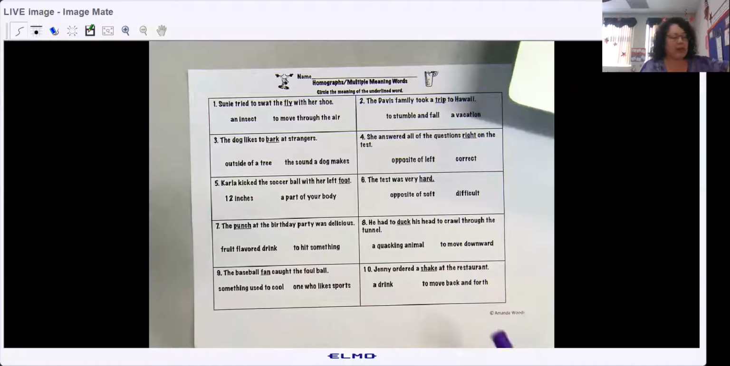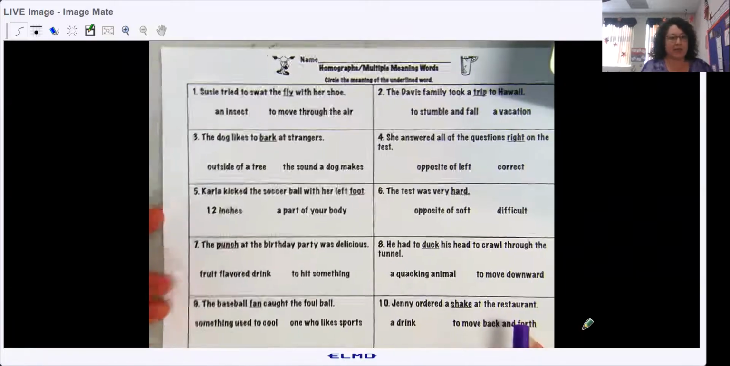They are words with more than one meaning. Multiple means more than one, just like multiplication. So we're going to do a little practice today with your practice page, and then you'll have a discussion post at the end. So let me share screen our page, and we'll go through several together, and then you will be responsible for some on your own.